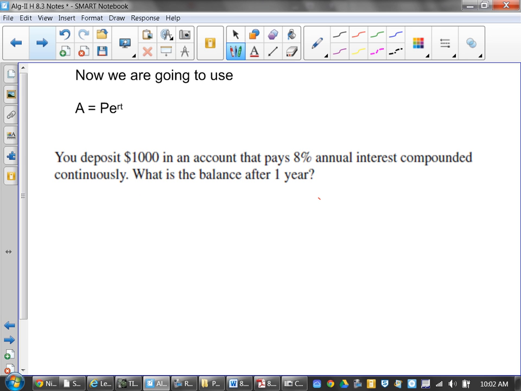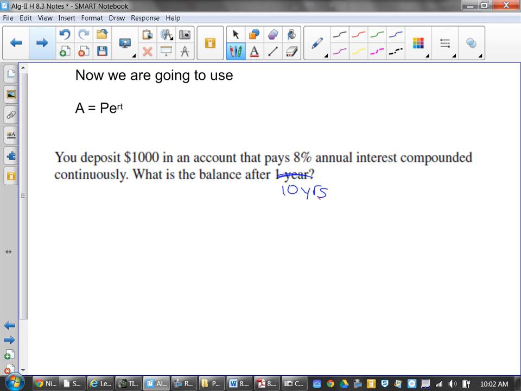If you deposit $1,000 into some account that pays 8% annual interest compounded continuously, how much do you have after a year? Well, let's make it after 10 years, because it's more fun. We're thinking big. See how it's worded just a little bit differently, where it says compounding continuously as opposed to compounding quarterly? That's the main difference. That tells you which formula to use. So it says continuous, you want PERT.